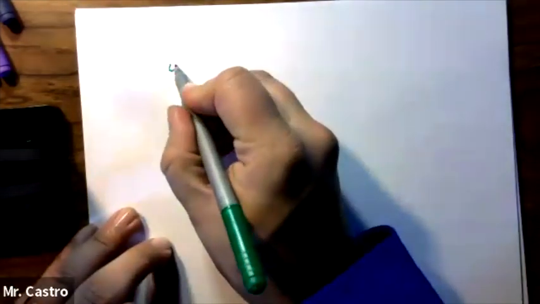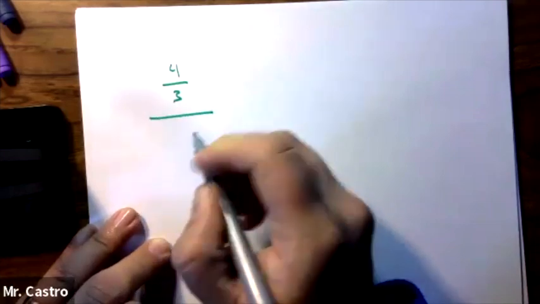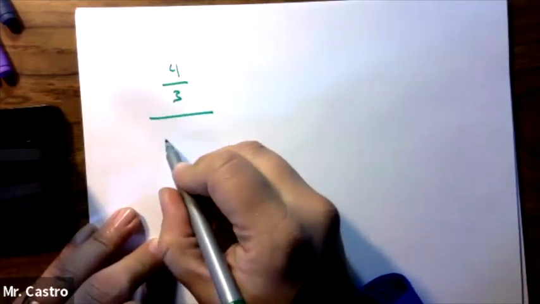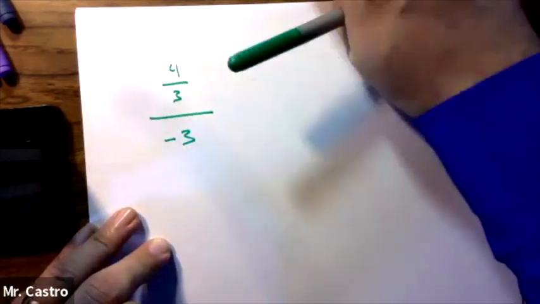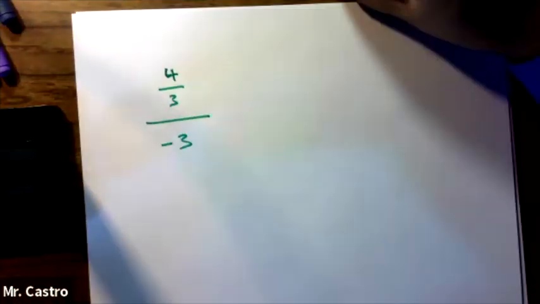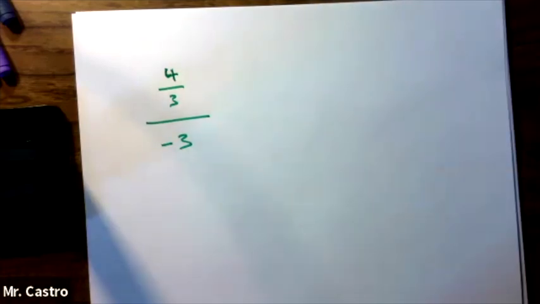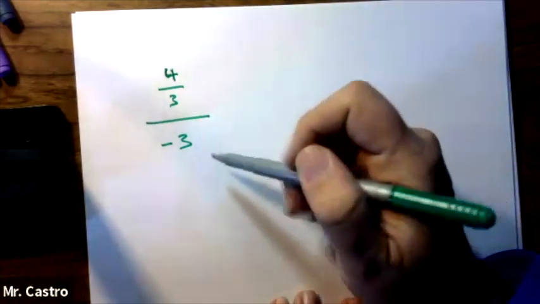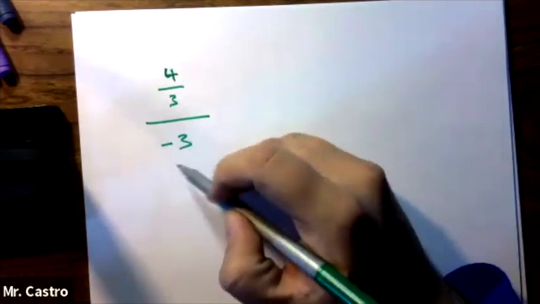All right. Let's do 4/3 divided by -3. 4/3 divided by -3. All right, so here we have a fraction divided by a whole number.